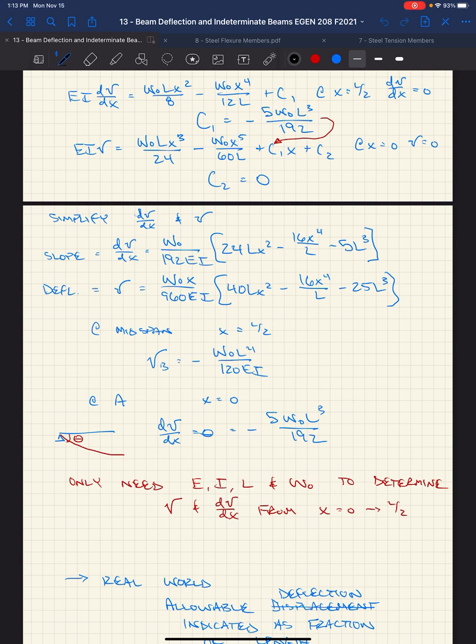Which is slope and deflection as it relates to loading, dimensions of our member, length, where we're at in a member. Deflection is going to change as we go along the length of our member. And then we use those equations to evaluate the slope or deflection at any point along the beam, okay?